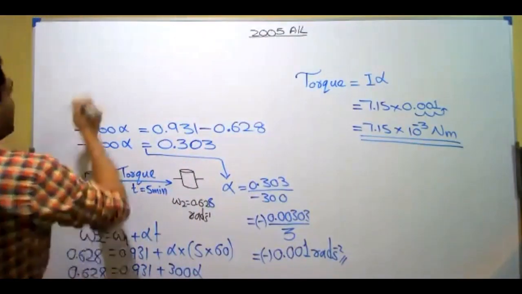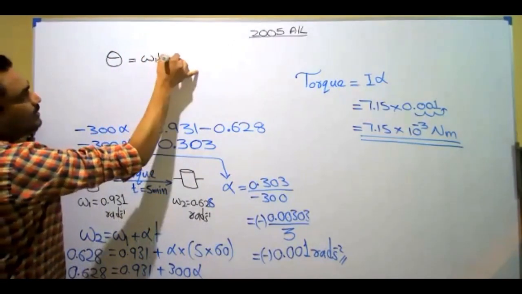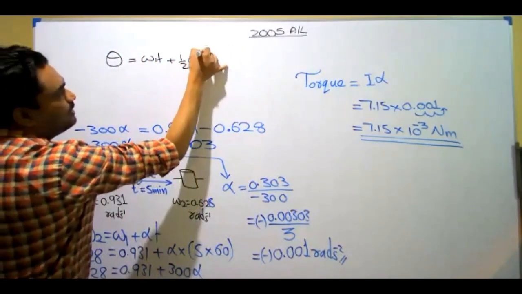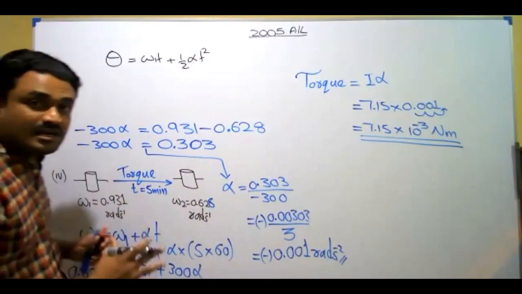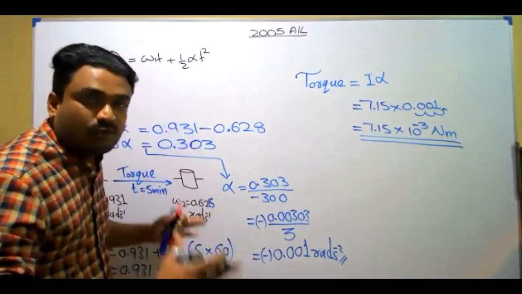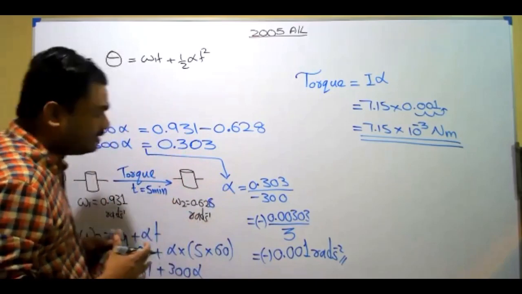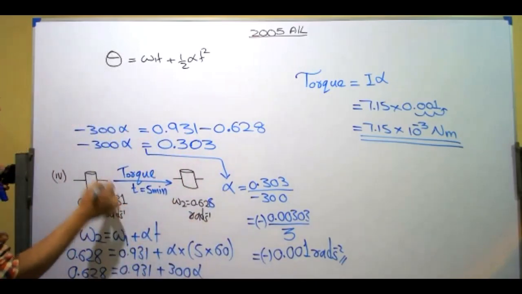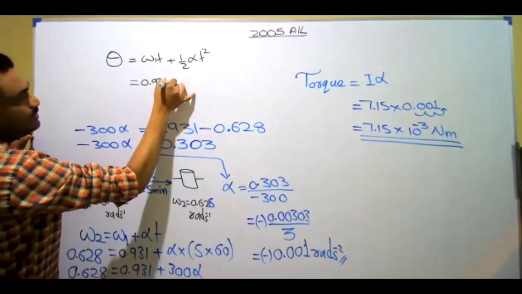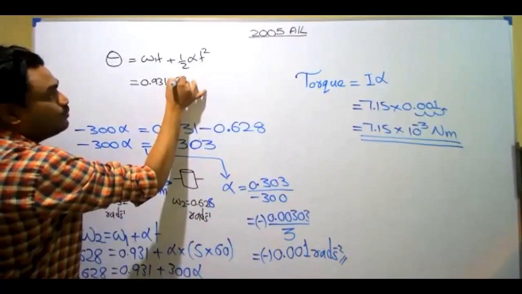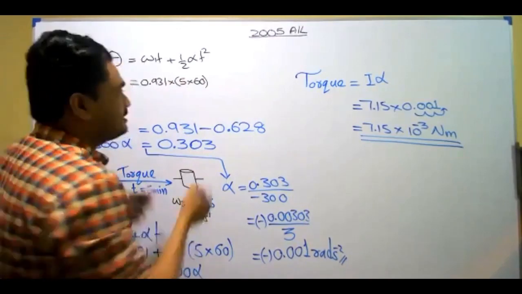To find the angular displacement, we can use the equation theta equals omega 1 t plus half alpha t square. Omega 1 means the starting velocity. At the beginning of the 5 minutes time period, the angular velocity was 0.931. So omega 1 is 0.931. The time taken for this process is 5 minutes, so this should be multiplied by 60 to convert minutes into seconds.